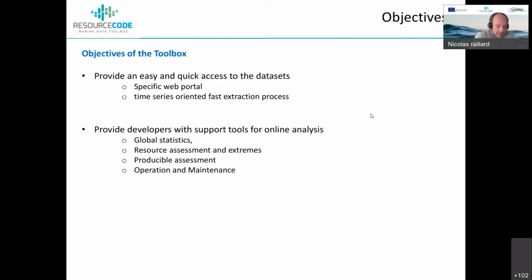And so this is for the data access, but we also want to provide developers with some support tools for the analysis of this data. So we have 4 main points that we want to address with this toolbox. First of all is to compute global statistics with descriptive statistics. We also have some tools for resource assessment and for modeling of extreme values. We also have a module for producible assessment to assess what a specific device could produce in a specific location. And we also have a tool for operation and maintenance.